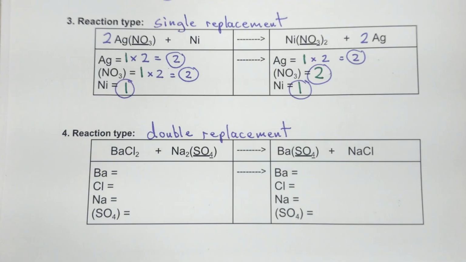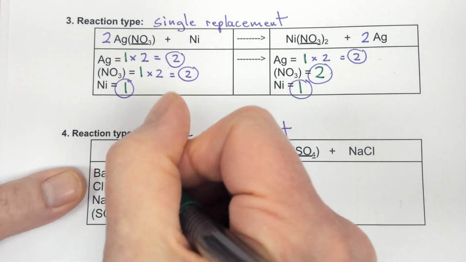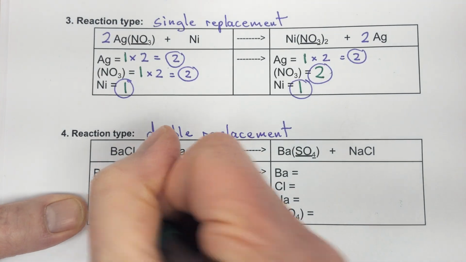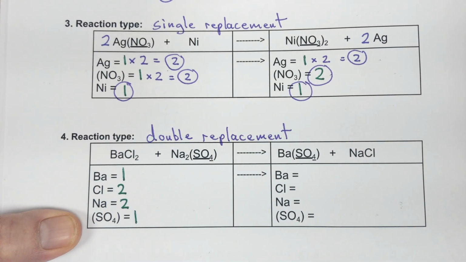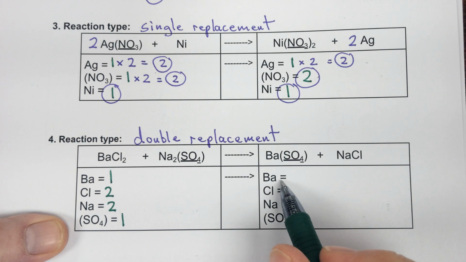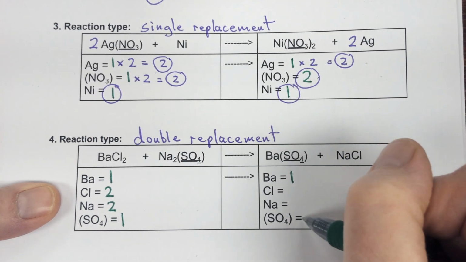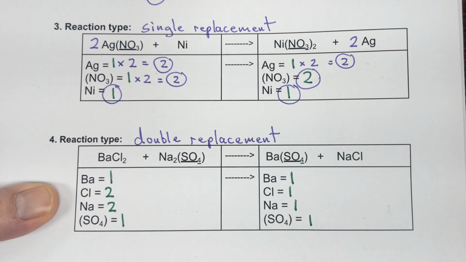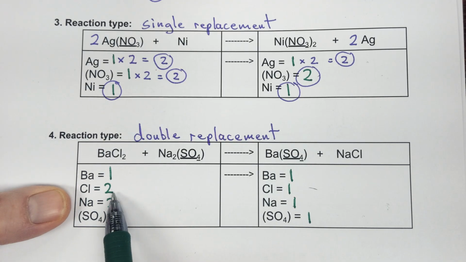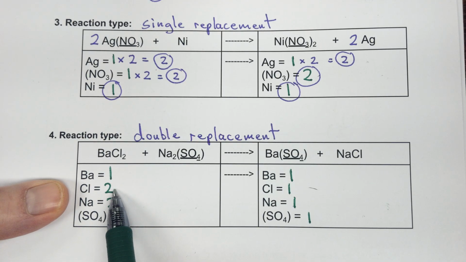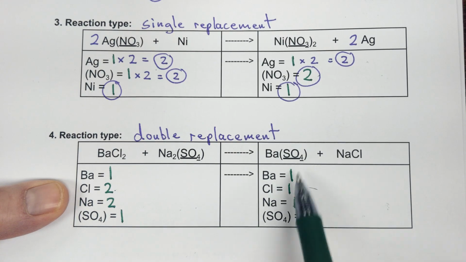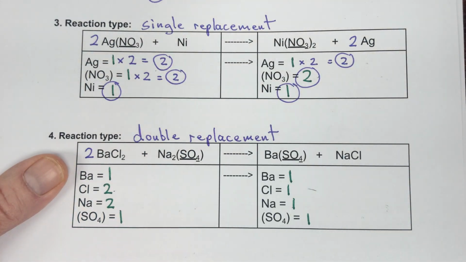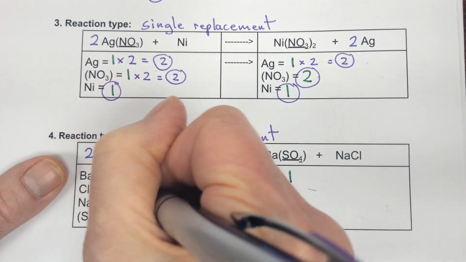All right, so we count. Ba is equal to 1, Cl is equal to 2, Na is equal to 2, and SO4 is equal to 1. On this side, Ba is equal to 1, SO4 is equal to 1, and Cl and Na are also equal to 1. When I compare the two sides, the first thing I notice out of whack is that I don't have enough chlorine on the product side. So I'm going to multiply that by 2 by putting a 2 in front of barium chloride. So this will be times 2.